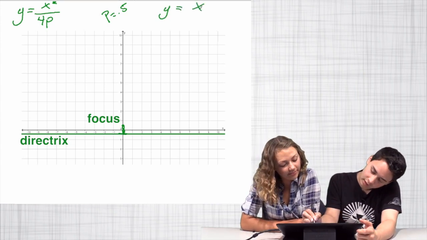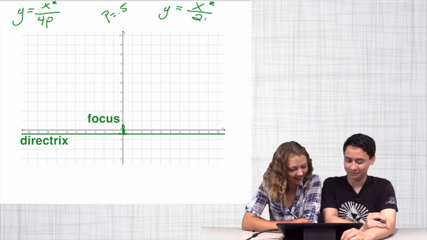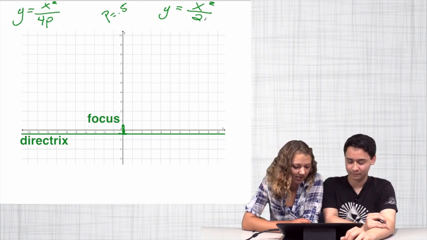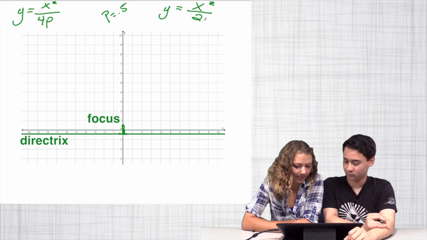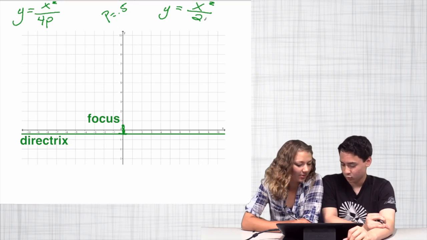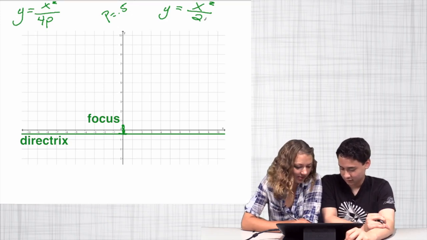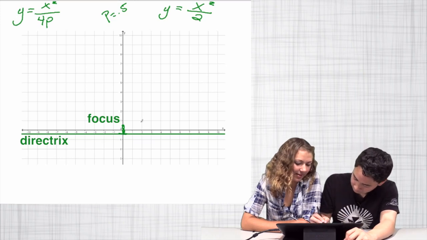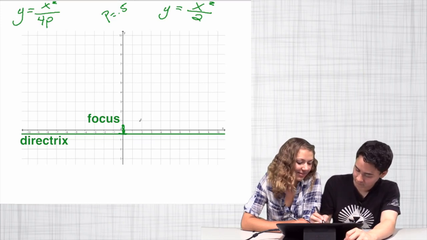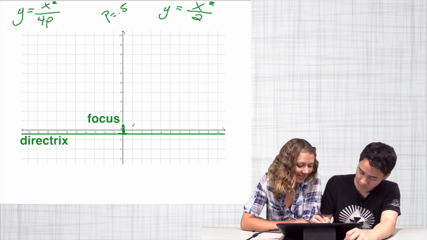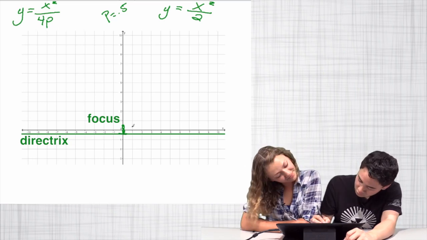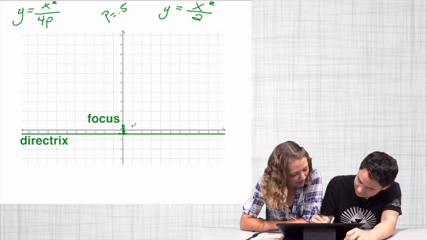Y equals x squared over 2. Now, can you use that to generate some points on the parabola? Pick a y, or pick an x, either one. Doesn't matter. What would you like to choose, Keoni? I want to choose this point right here. Why are you choosing that point?